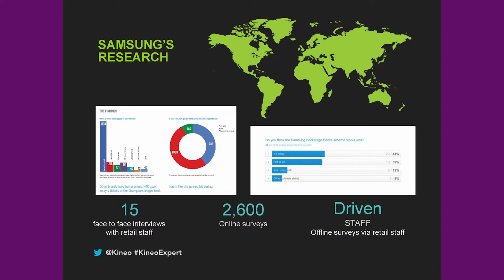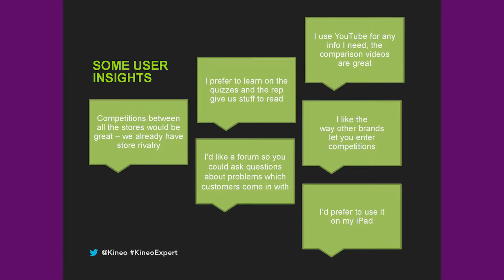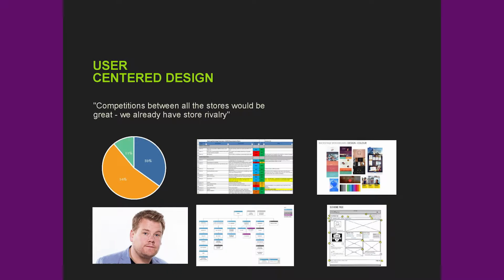So in terms of the background, we did a bunch of research. We went out and did face-to-face interviews with the end users. We did hundreds and hundreds of online surveys, as well as offline surveys, to understand what our users wanted. And we got some feedback: the users love the competition side of things, so they wanted to see that. They wanted it to be mobile, and they like the idea of having competitions.